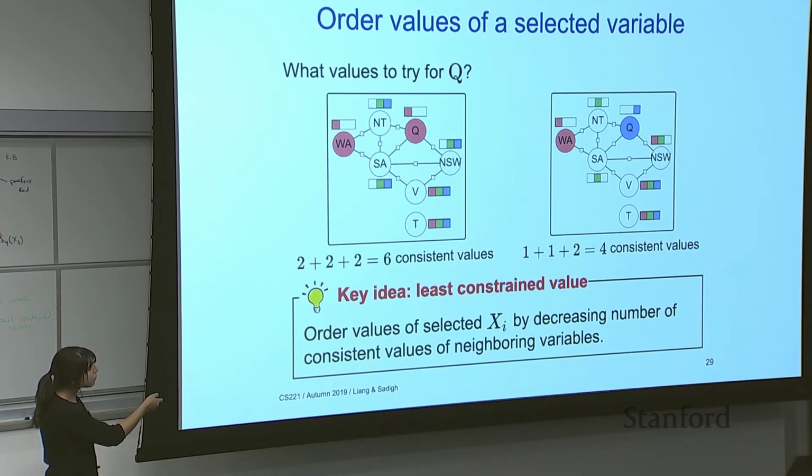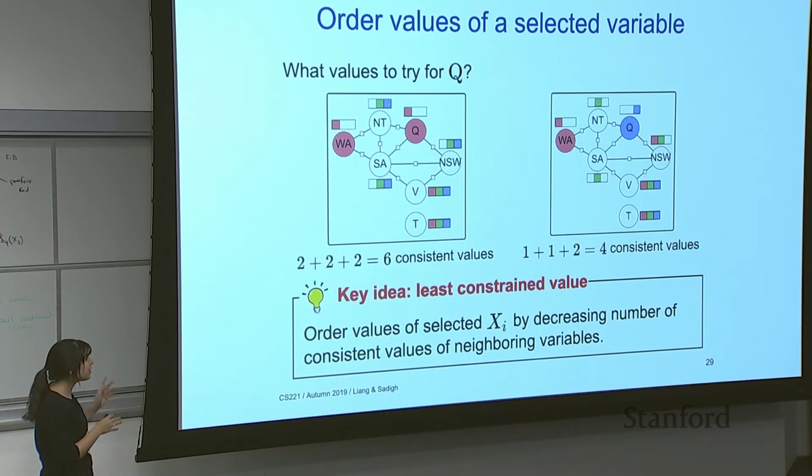If you decide to use blue for Q, you are going to update NT, and that's going to have 1 value. SA is going to have 1 value, and SW is going to have 2 values. So you have 1 plus 1 plus 2, which equals 4 consistent values. And then you're going to pick the one that leaves the most options possible. So you order the values, where values here refers to colors, of the selected xi by decreasing number of consistent values of neighboring variables. It's just the cardinality of the domains of the neighbors.